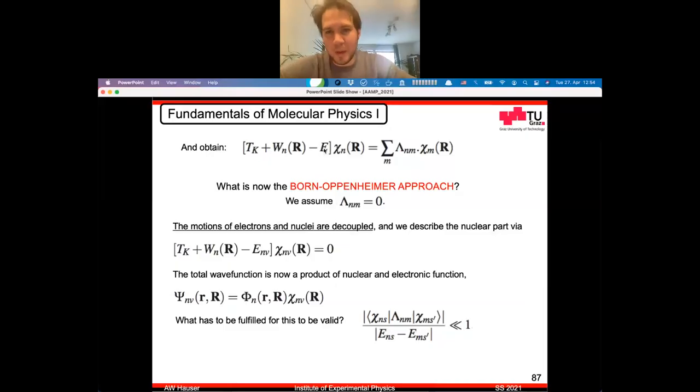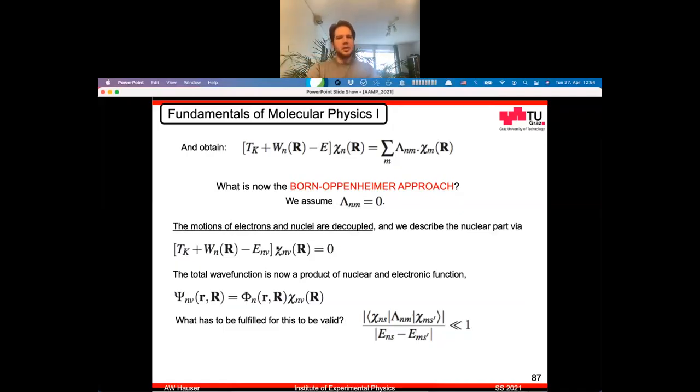And now comes the Born-Oppenheimer approach, which is simply assuming that all these coupling terms on the right-hand side are 0. Okay? It says that there is no real coupling with respect to second derivatives of the wave functions of electrons and nuclei, or they're small enough to be neglected. And in this case, we are left with a pretty simple, much simpler Schrödinger equation which can be solved now for this chi, these coefficients that we introduced.